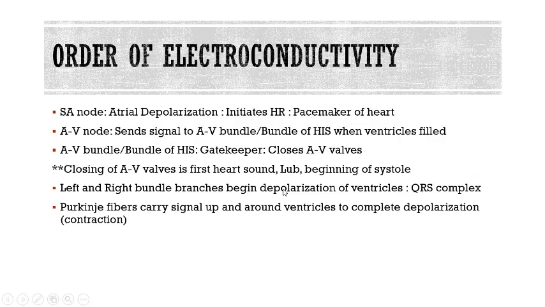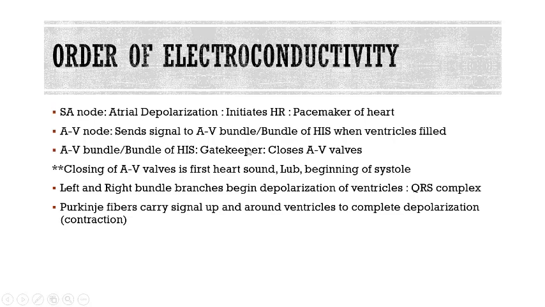So the order of electroconductivity, which we talked about in the previous lecture, but we're just going to go through it again. You have your SA node, which is your atrial depolarization. Depolarization means contraction, right? It's what initiates that heart rate. It's the pacemaker of the heart. It's going to fire a signal to the AV node. This is going to send a signal to the AV bundle, or the bundle of His, when the ventricles are filled, right?